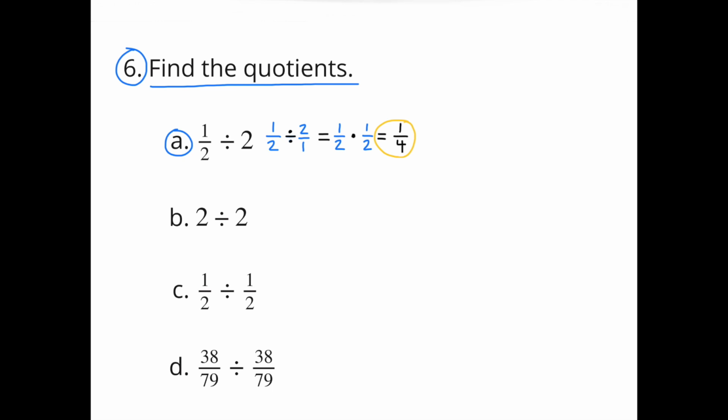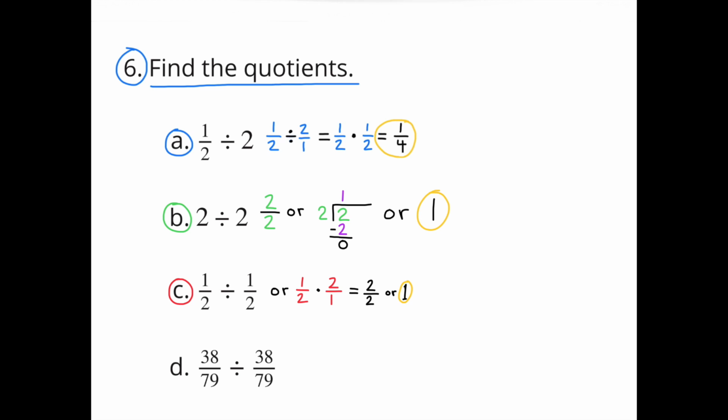Number 6. Find the quotients. A. 1/2 divided by 2. 1/2 divided by 2 can be rewritten as 1/2 divided by 2 over 1. And to find the answer, we're going to multiply by the reciprocal of 2 over 1. 1/2 times 1/2 equals 1/4.